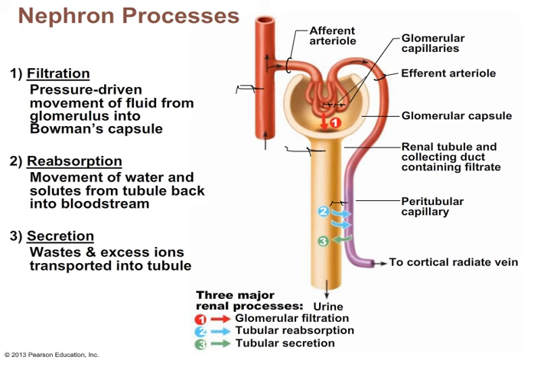Okay, the last process is secretion. Secretion is the process of taking a waste product from the blood and placing it in the renal tubule. So it travels in the same direction as filtration, but the mechanism is different. And secretion is a very important way to get rid of metabolic waste products, for example, uric acid and urea.